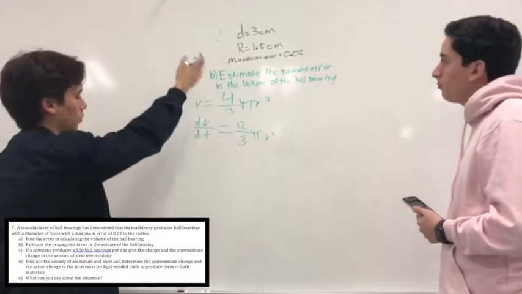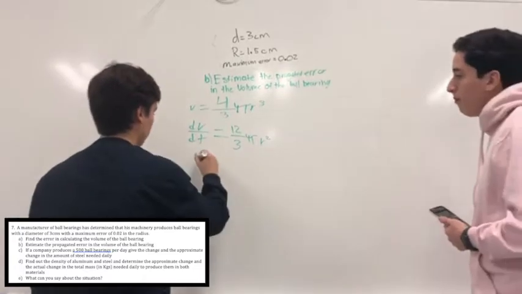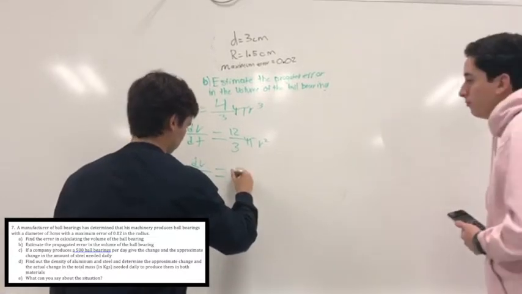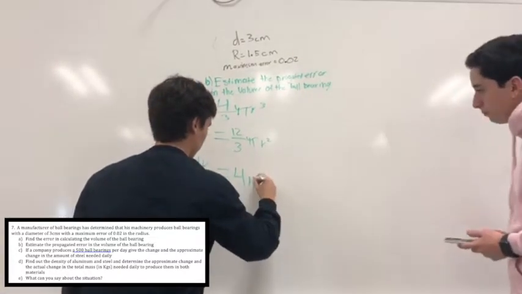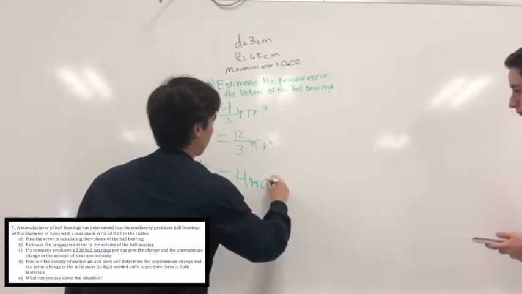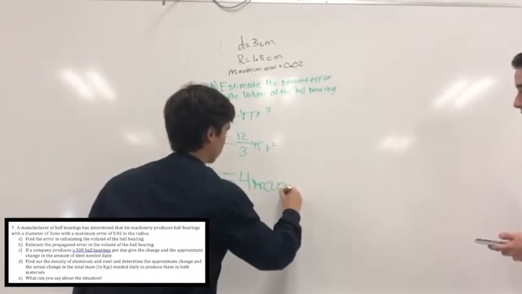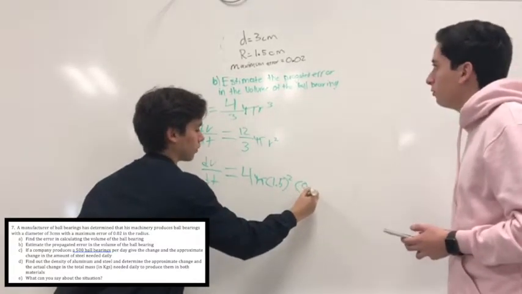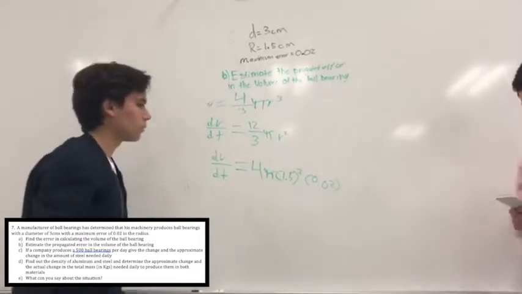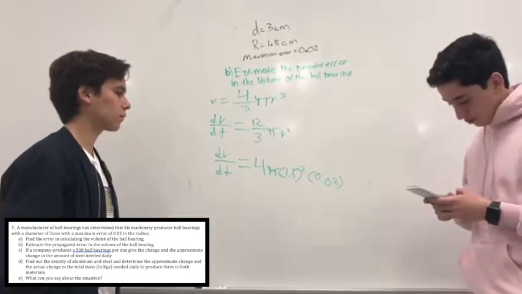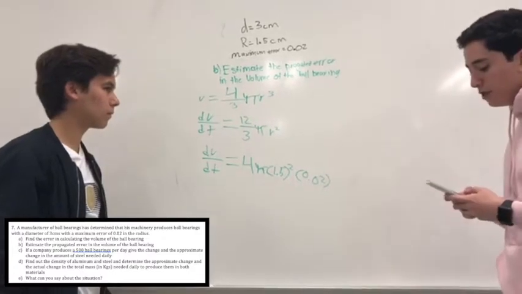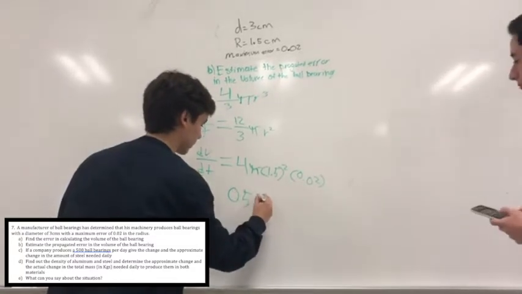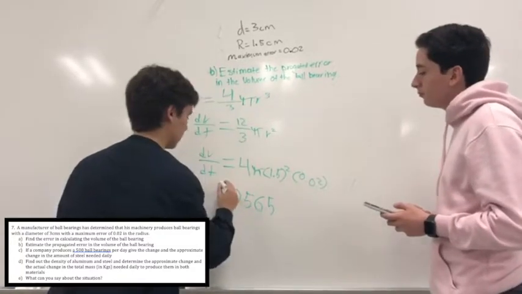We now have to just plug in our values to get our final answer, which is dV equals, we simplify this, which is 4 pi times 1.5 squared multiplied by our maximum error, which is 0.02. 4 times pi. The answer is 0.565. 0.565. This is our final answer.